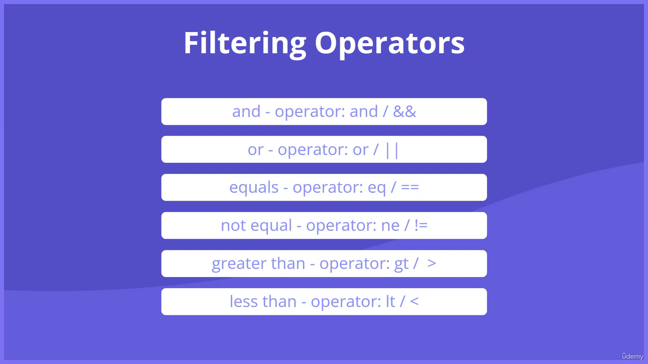Filtering operators. Wireshark's filter syntax can be simple to understand, making it easy to get a hold of quickly. To get the most out of these filters, you need to have a basic understanding of Boolean and logic operators. Wireshark only has a few that you will need to be familiar with: an AND operator, OR operator, equals operator, not equal operator, greater than operator, and less than operator.